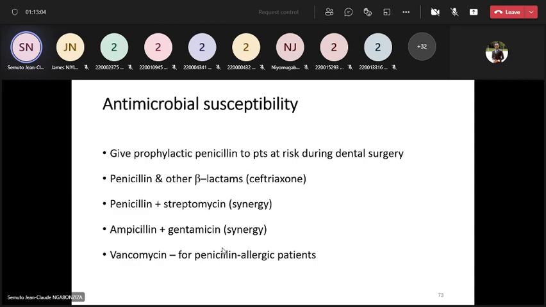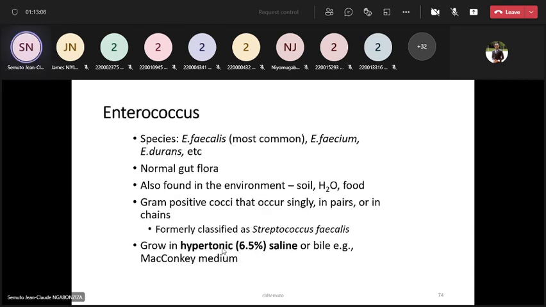on viridans streptococci? No. We have Enterococcus, which is another genus, different from streptococci and staphylococci. In here, we have Enterococcus faecalis and Enterococcus faecium, durans, but faecalis is the most common, or what we see as the cause of disease. It is normal flora of the gut and can be found in the environment. They are gram-positive cocci and mostly occur singly, in pairs, or in small chains. Formerly classified as Streptococcus faecalis, but now it is seen to be a different genus.